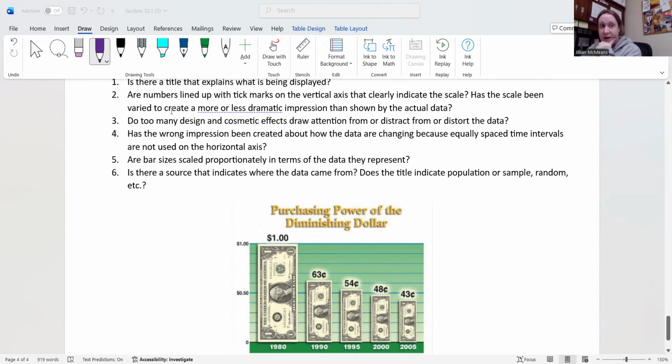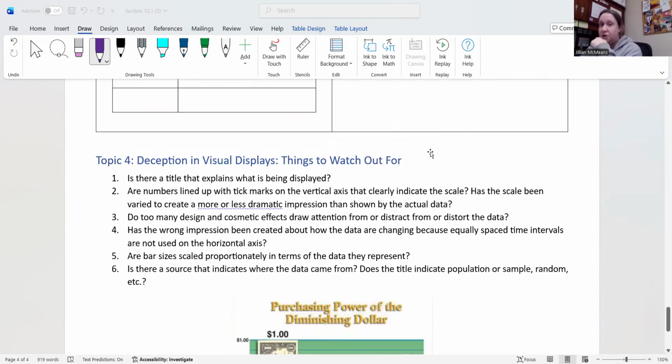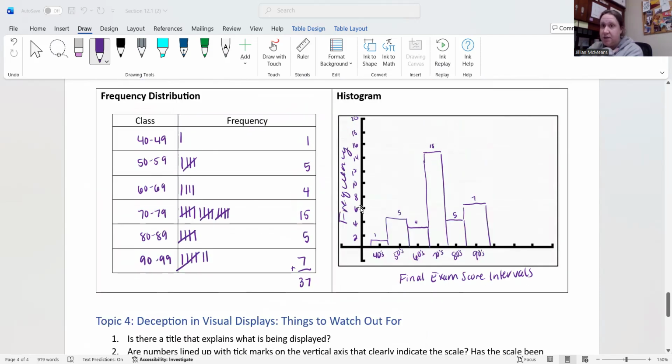Has the scale been varied to create more or less dramatic impressions than shown by the actual data? So in ours, we had consistent tick marks. What would be really deceptive is if we went 2, 4, 500. Okay, you had some big jump where you didn't have equal intervals, and that can sometimes create a lot of misleading understanding from your visual display. Okay, so you want to make sure as you label your X and Y axis, you also put tick marks that are consistent. Okay, you can't have weird jumps and inconsistencies because that can lead to misleading understanding of what's going on.